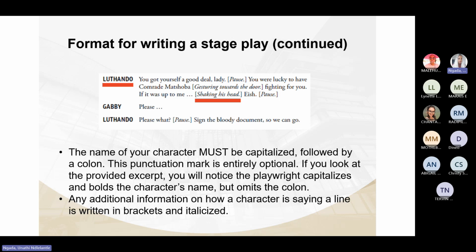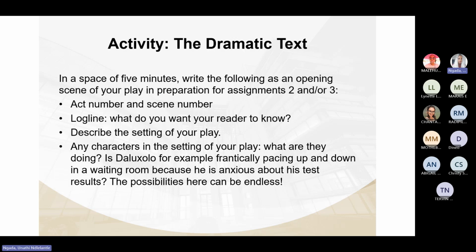which for many of you, you will find helpful for assessments 2 and 3. So in the space of 5 minutes, see if you can write the following as the opening scene of your play, in which you're going to prepare for assignments 2 and 3. So you're going to write the act, specify the act number and the scene number. If you want to give it a title, you're more than welcome to do that.